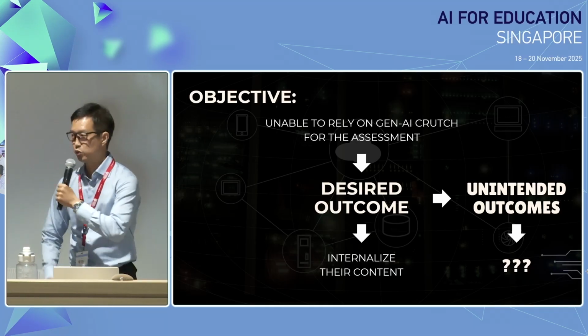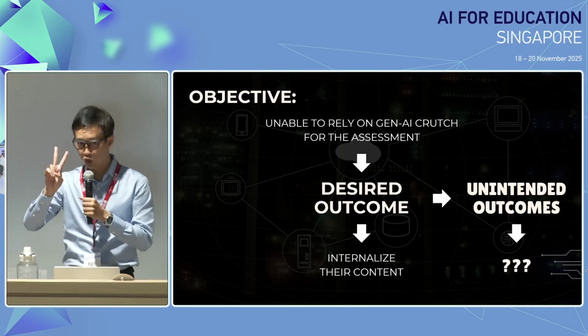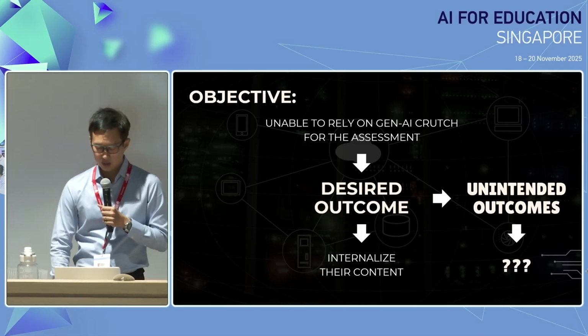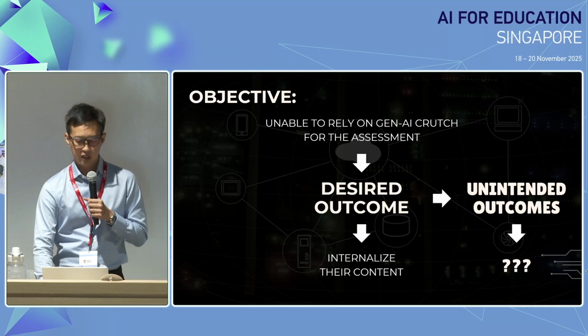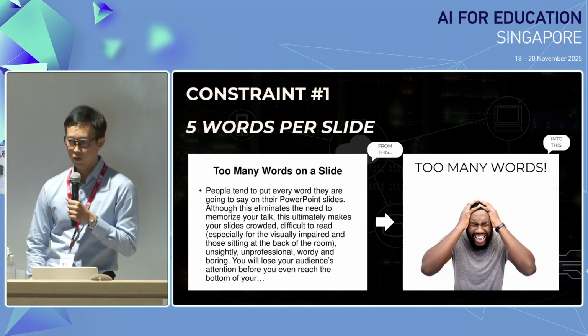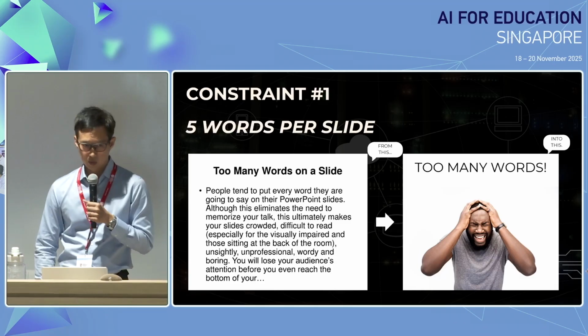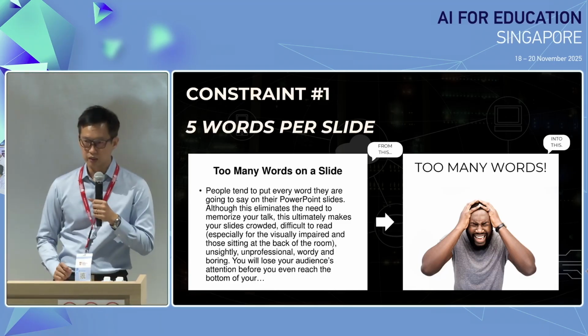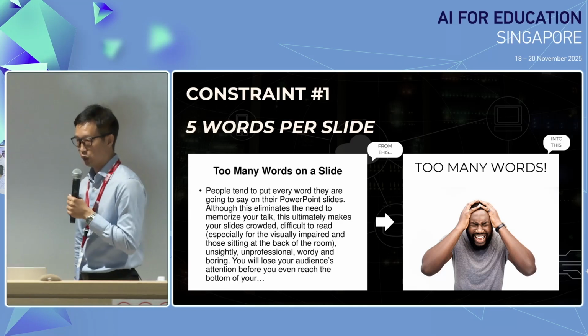So here are the constraints. Remember this, I will share with you 2 constraints. If you apply this, your students will hate you. Constraint number 1. In their presentation slides, every single slide can only have 5 words. These 5 words include the title. The title is included in the 5 words.